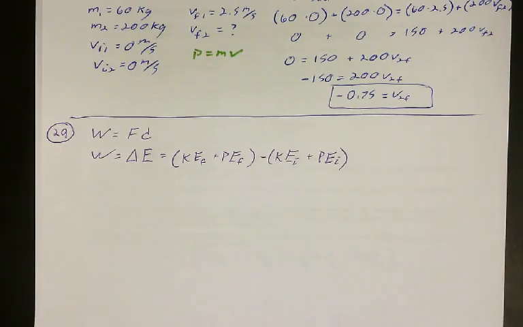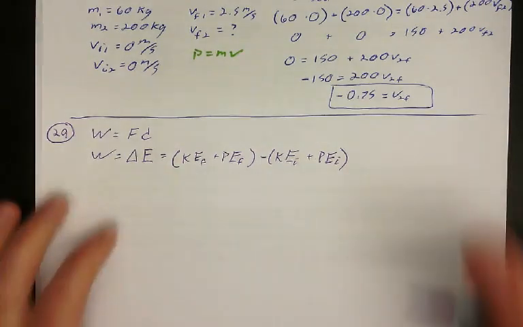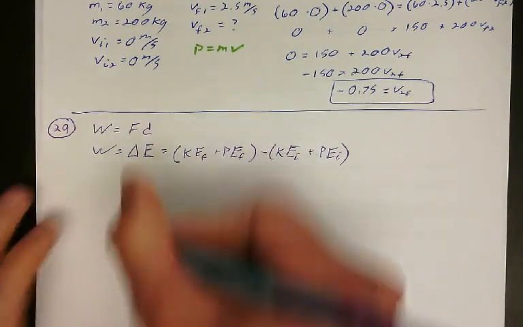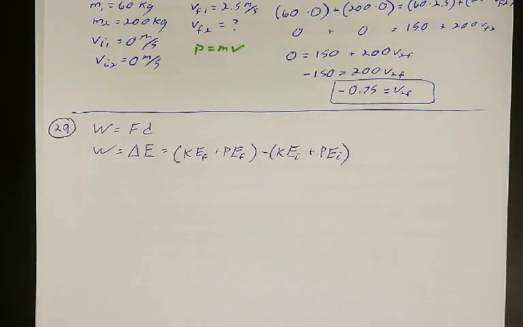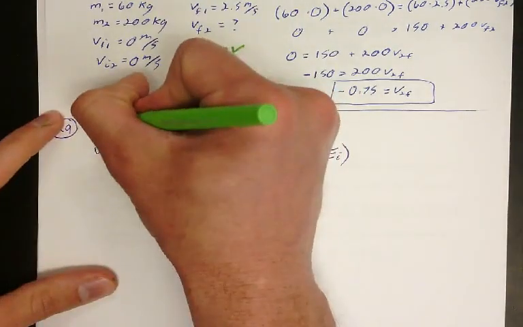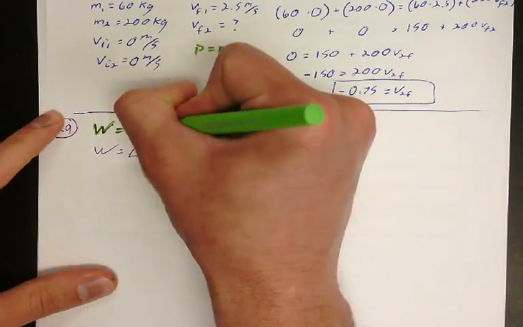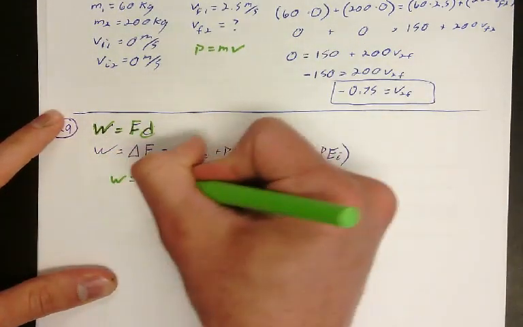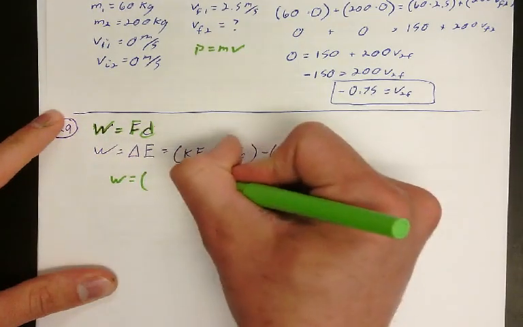Okay, so let's start the way I would start. The way I would start is W equals FD, because that's kind of what it's talking about. It's work being done to move a distance. In this case, it's work being done to lift a skier up a mountain. So let's color code these a little bit. Okay, so work equals force times the distance.